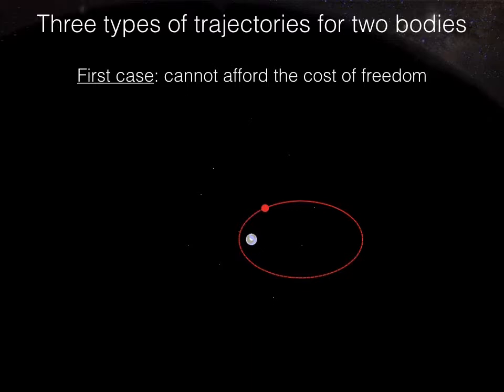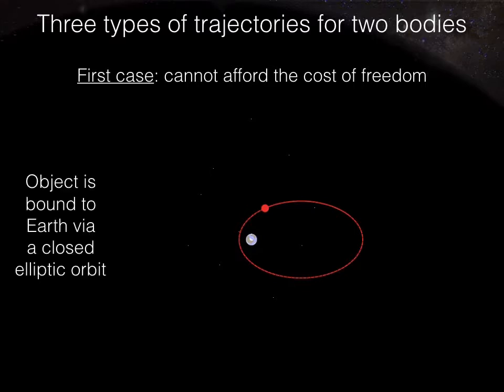Now, there are three types only of trajectories. The first one is simply a closed orbit that is an ellipse, basically like you see here. This type of orbit will occur when the object does not go fast enough to pay the cost of freedom, if you will. So it's not able to escape the prison of being bound to Earth.